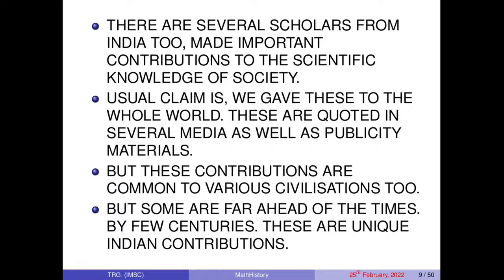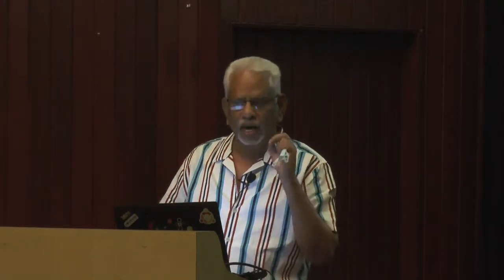knowledge of the society. The usual claim is we gave these things, for example, some of the claims, to the world. For example, there is a claim which was made that Pythagoras Theorem was invented here. I will come to that. But the point is Pythagoras Theorem was known to several other places also, and I will explain that part also. So there are some things which are common to all the civilizations, and we also had that kind of a knowledge at that time, and we should be happy about it.